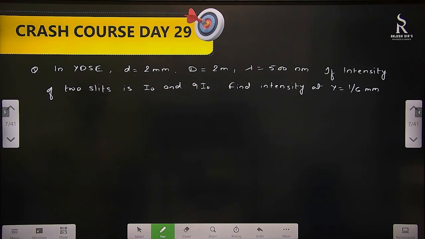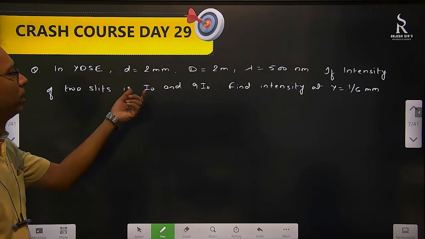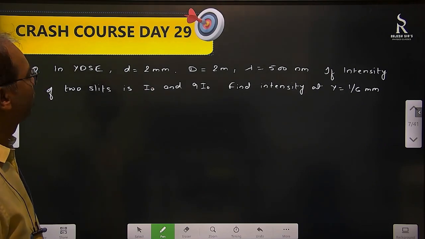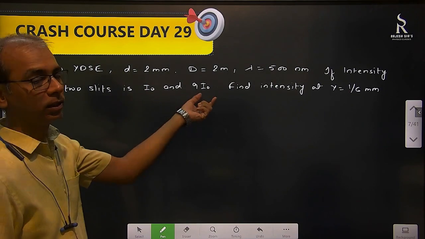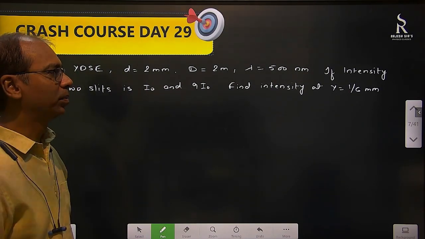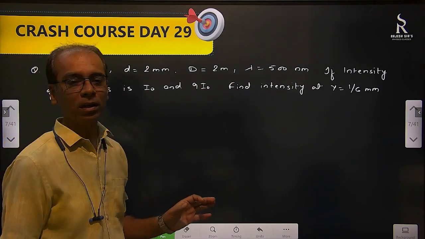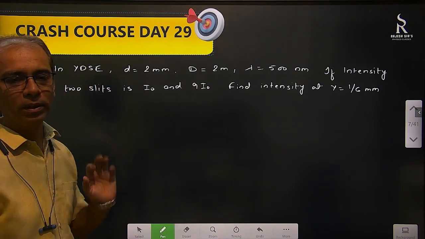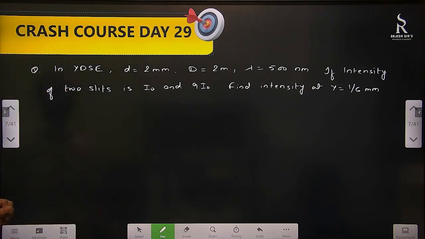In Young's double slit experiment, small d is equal to 2 mm, capital D equal to 2 meter, lambda equal to 500 nanometer. If the intensity of the two slits is I naught and 9 I naught, so different intensities are here, find the intensity at y equal to 1 by 6 mm. The main thing again is the phase difference at that particular point, so that we can calculate the resultant intensity.